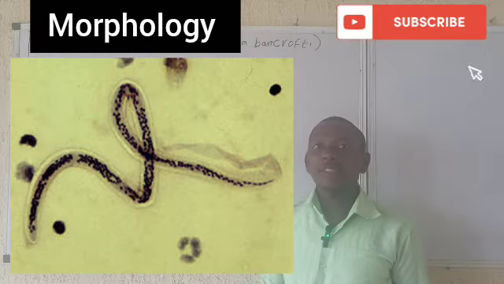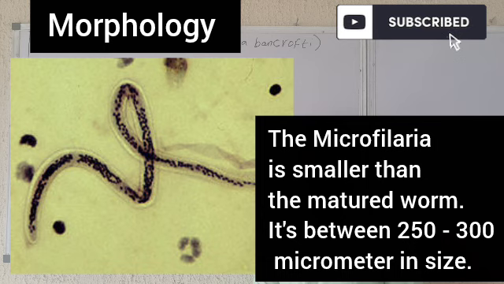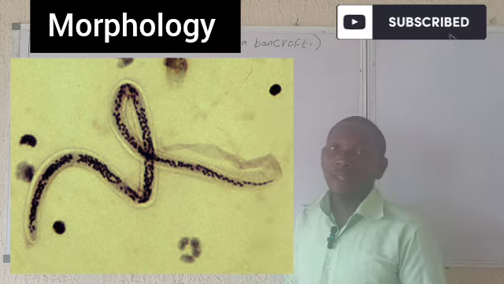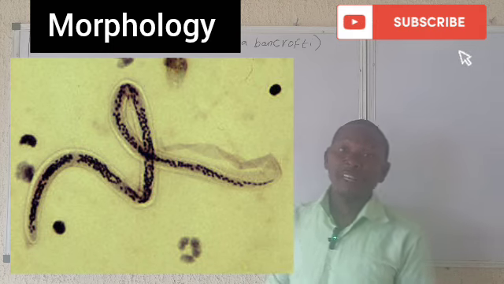Now, note that the microfilaria is smaller than the adult form, as they range from 250 micrometers to around 300 micrometers. You can see the diagram of the microfilaria being displayed on the board.